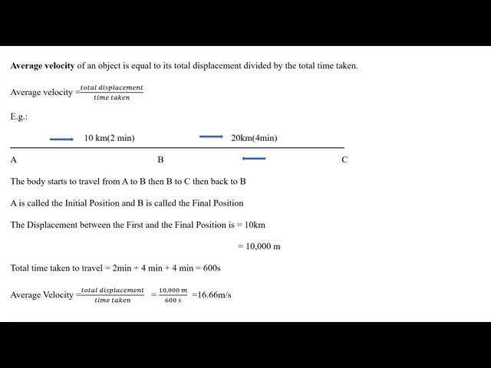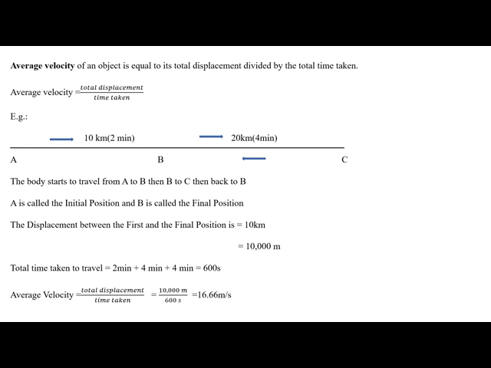So the formula is what? Average velocity is equal to total displacement divided by time taken. That is 10,000 meters by 600 seconds, which is equal to 16.66 meters per second. That is the average velocity taken by the body to complete the displacement. Okay, clear?